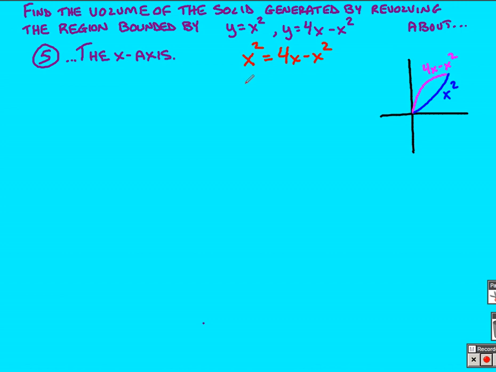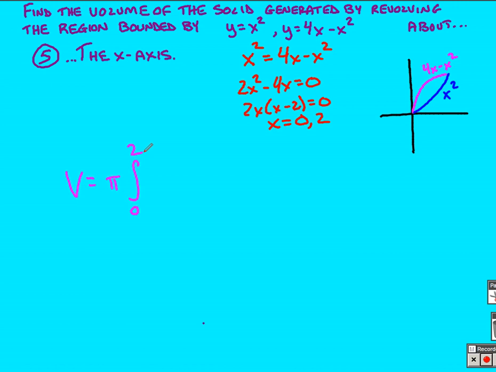Add x squared to both sides, I'll get 2x squared, and I'll subtract 4x to get it on the same side, equals 0. Pull out a 2x, I'm left with x minus 2. So that means my intersection points are x equals 0 and 2. Volume equals pi times the integral from 0 to 2.